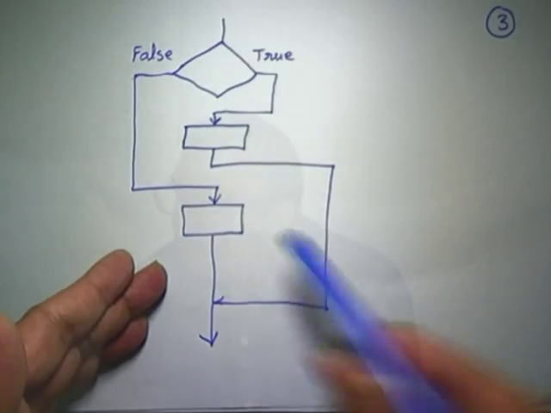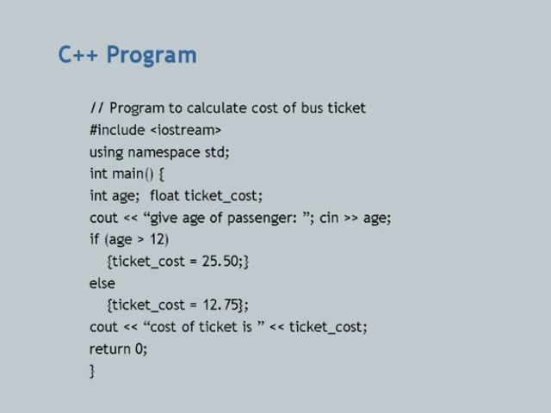You get this? So now let's go back to the C++ programming instructions. This is the C++ program to calculate the cost of the bus ticket. So look at the way the statements are written. You have the usual include iostream and using namespace std. This is followed by int main.